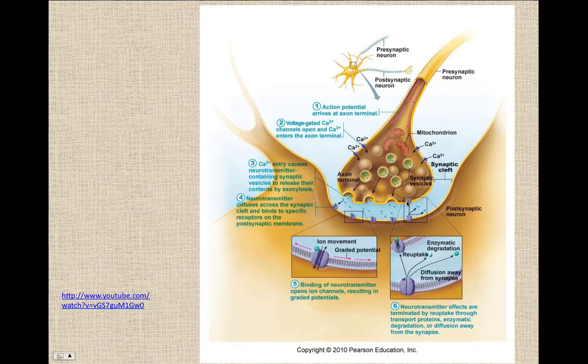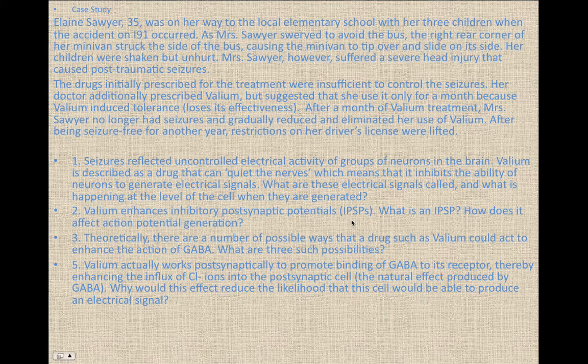If you block the reuptake, serotonin will stay in the synaptic cleft and continue to cause that greater potential. So those serotonin neurotransmitters will stay bound to the chemical or ligand-gated channels to create that greater potential.